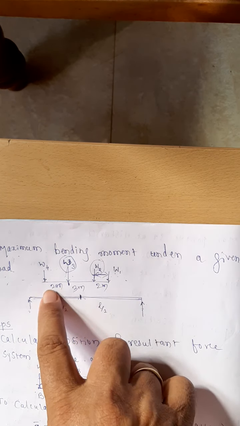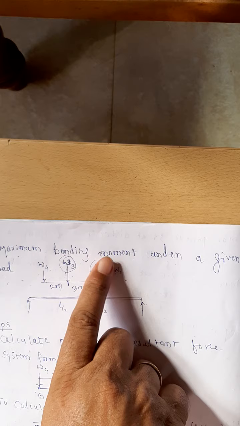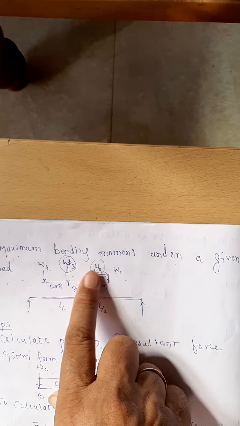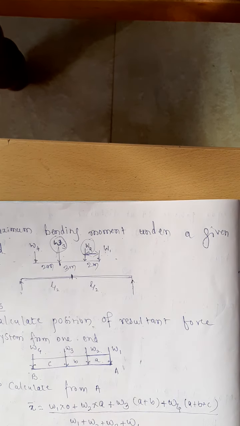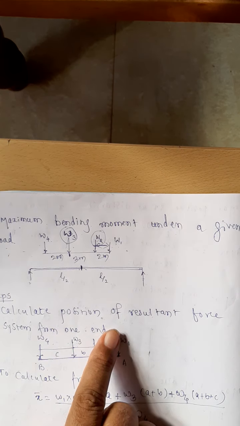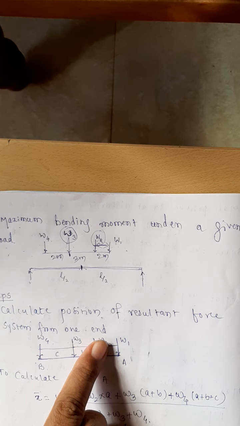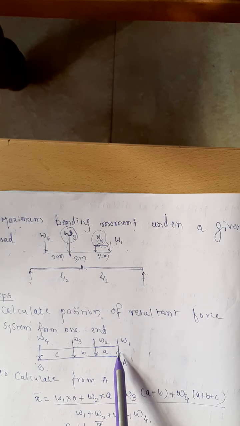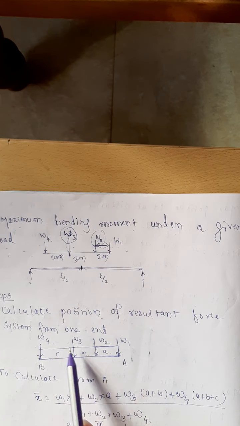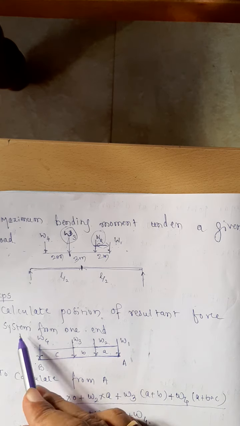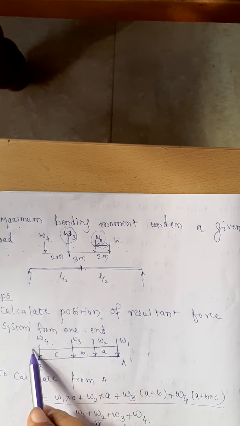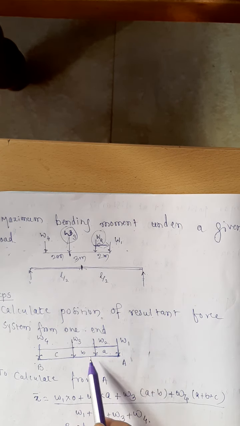He has given us the series of loads, 3 or more than 4 loads, or a number of loads. He is asking you to get the maximum bending moment near or under a particular load. What are the steps involved for it? Yes, first calculate the position of resultant force system from one end. Is it all right? He has given you the 4 forces, W1, W2, W3, W4. Distances between them are A, B, C. First, you need to calculate the position of the resultant from one of the loads.